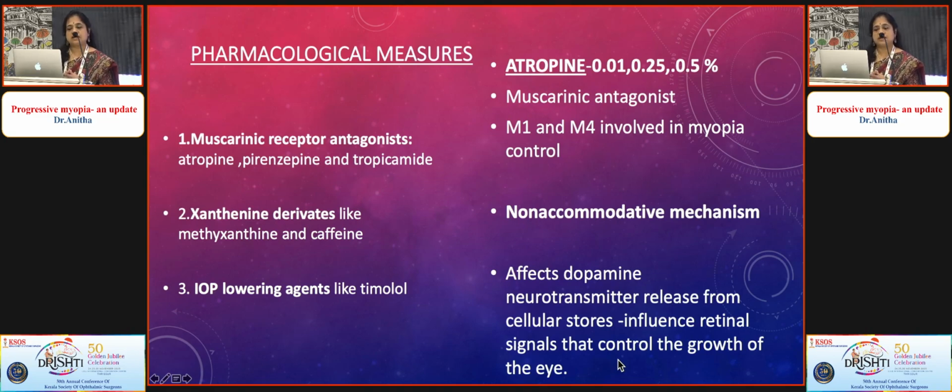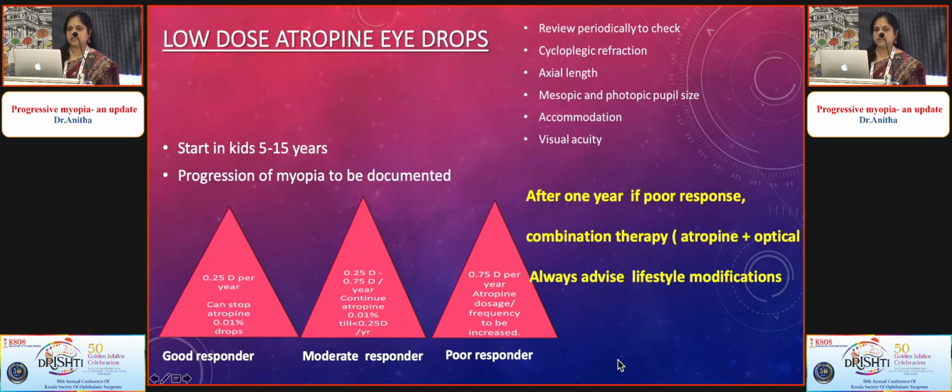We need to understand that atropine does not affect the progression of myopia through an accommodative mechanism. All of us might think this is because of the pupil dilatation. No, it's a non-accommodative mechanism. It has an effect on the dopamine neurotransmitter release, and this dopamine has control on the retina and the sclera, and therefore it affects the progression in length of the globe.